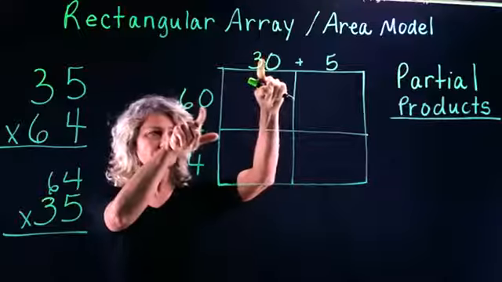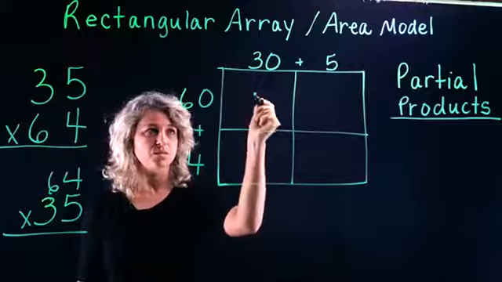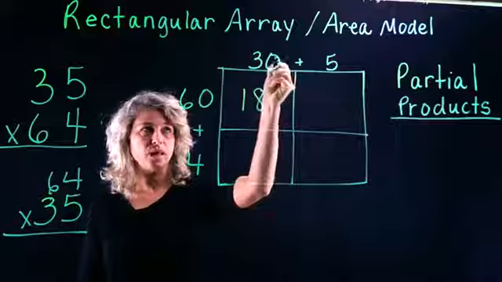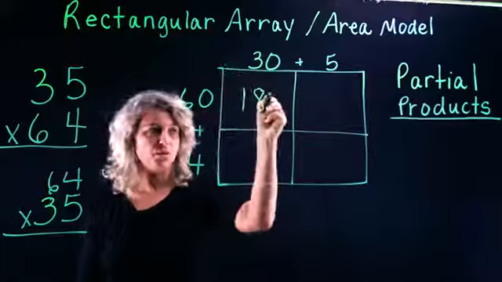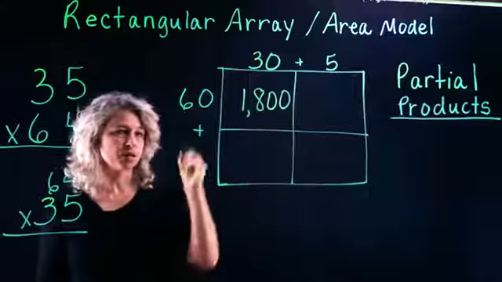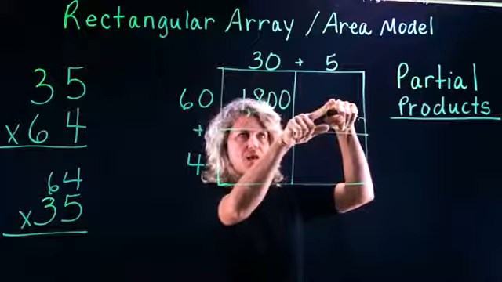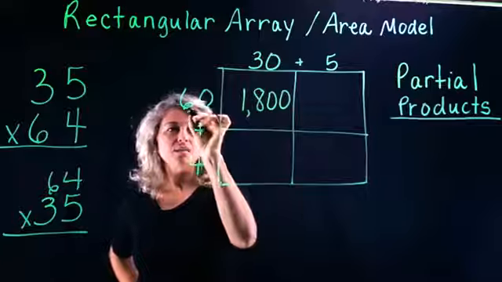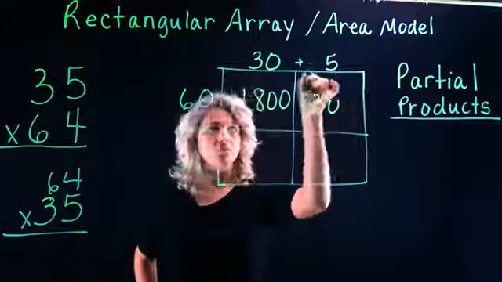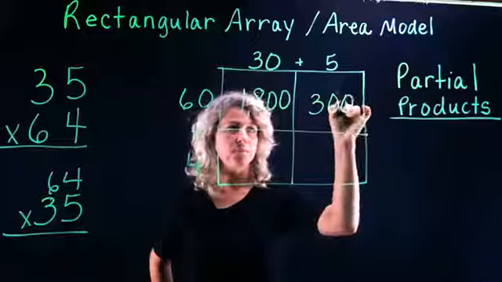We will take the top 2 numbers and multiply it, 6 times 3, which is 18. Be careful, count your zeros, 1, 2. Add your zeros right here. And then multiply 60 times 5. 6 times 5 is 30. Count your zeros. There's only 1, so add 1 zero.